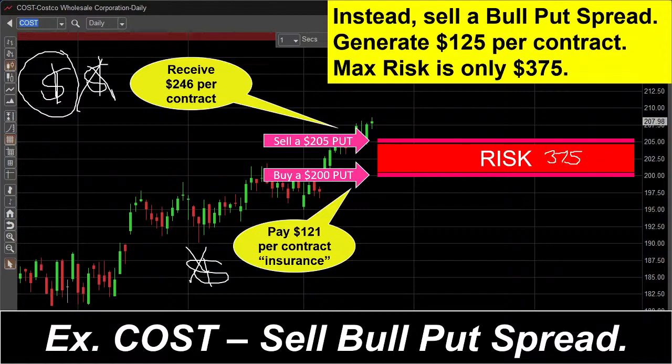All right? Because the stock could drop $5, and that's $5 times the 100 shares that you're controlling. 5 times 100 is 500. And you received $125. So 500 minus the $125 you already got means the most you could lose is $375. Right? So instead of $20,000 at risk, it's all the way down to $375.